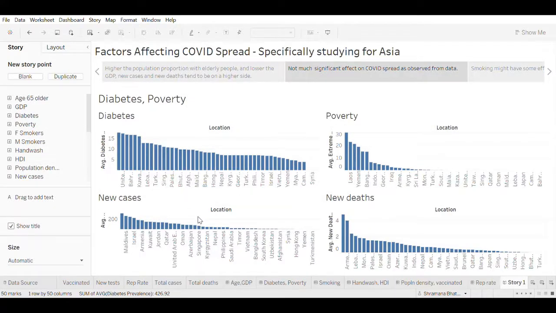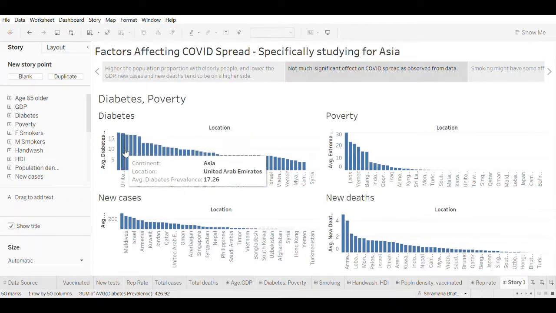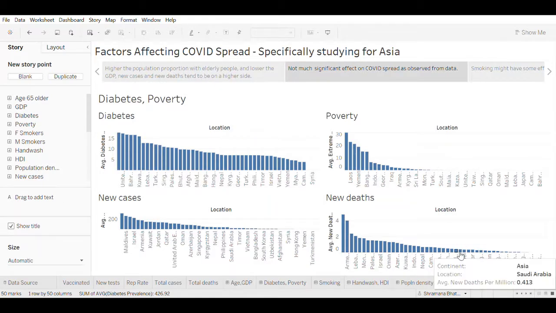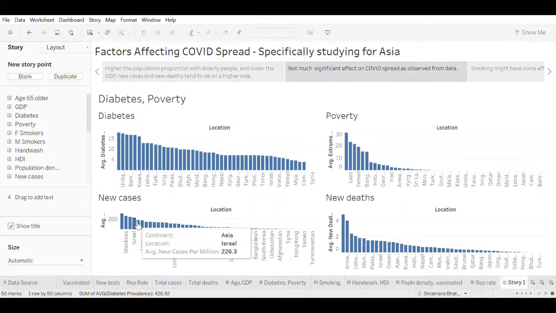So it's not that if there's high diabetes prevalence, there will be more new cases or high deaths as well. Saudi Arabia, it's here. So deaths are also on the lower side, right? Poverty, there's no data. Let's check for Georgia.